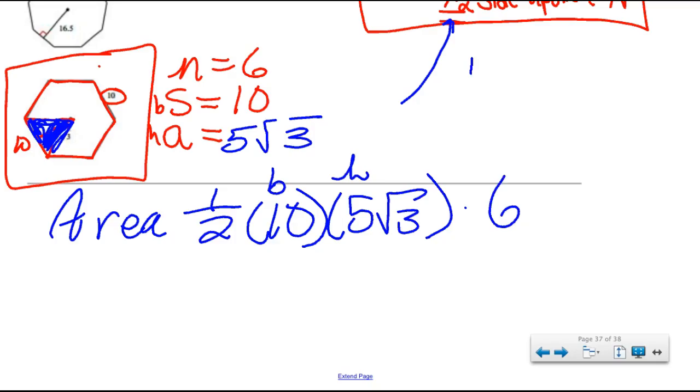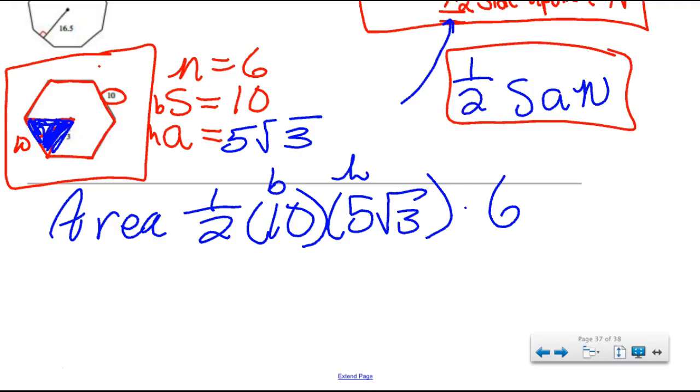It's really 1/2 S-A-N. It's really what you're doing. Hey, my name's Sandy, so you can think a half Sandy. Anyway, and then you go take this out on your calculator and you'd be done.